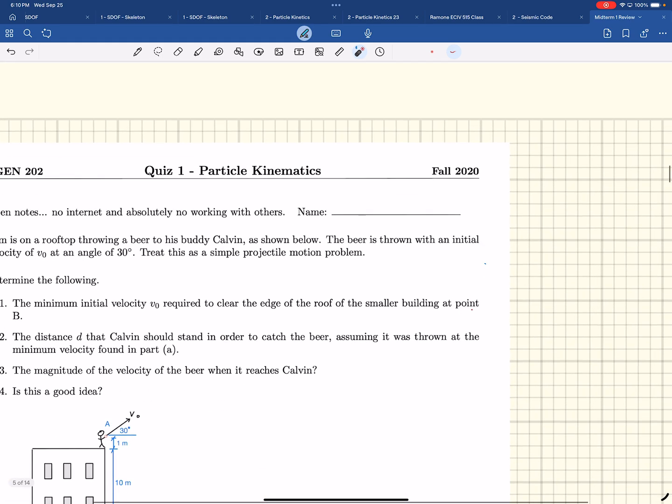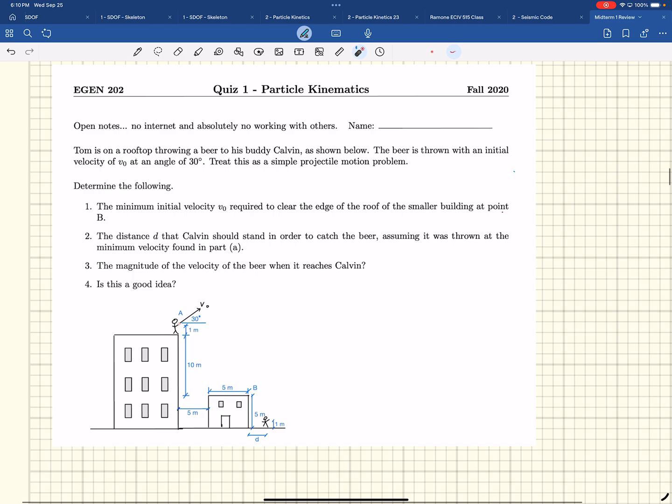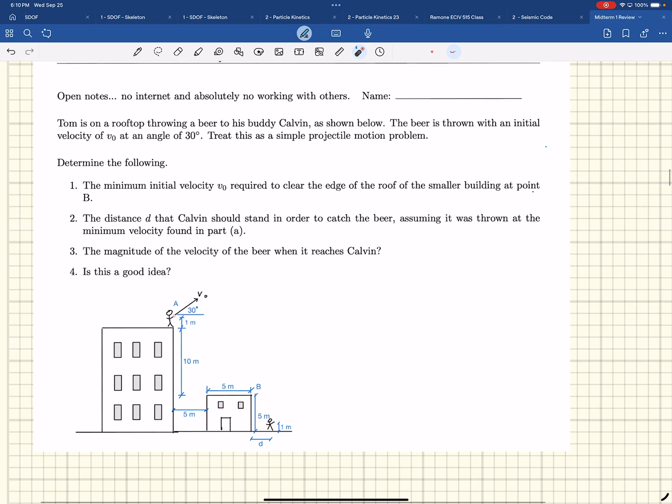Okay. All right. Let's do these. Particle kinematics, right? Again, this isn't open notes, you're going to do a cheat sheet in this thing. Remember I said, this is during COVID years. This was Tom and Calvin, everything involved Tom and Calvin. I don't know why. I'm trying to relate to everybody in here, and throwing beers off of rooftops. I think that's a cool thing to do.